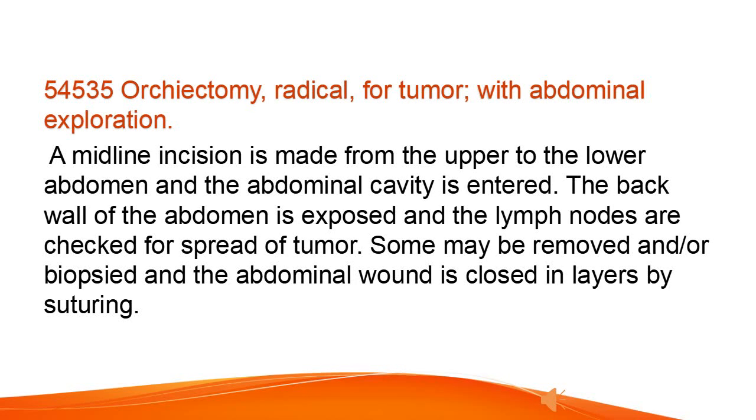Orchiectomy, radical, for tumor, with abdominal exploration. A midline incision is made from the upper to the lower abdomen and the abdominal cavity is entered. The back wall of the abdomen is exposed and the lymph nodes are checked for spread of tumor. Some may be removed and/or biopsied, and the abdominal wound is closed in layers by suturing.